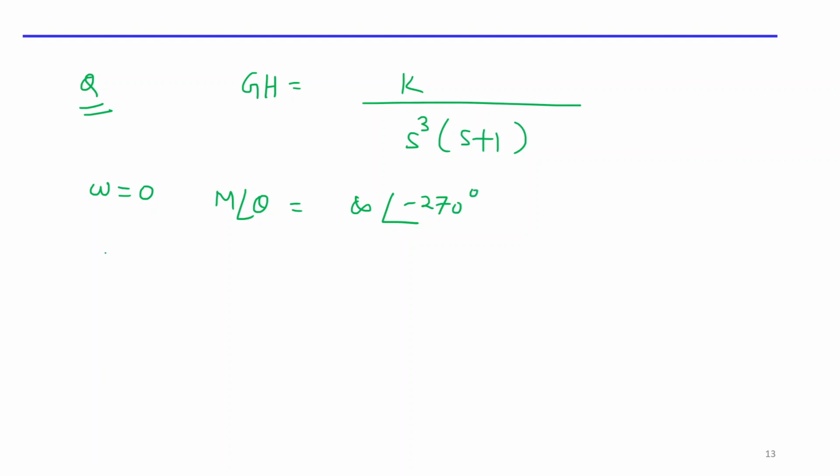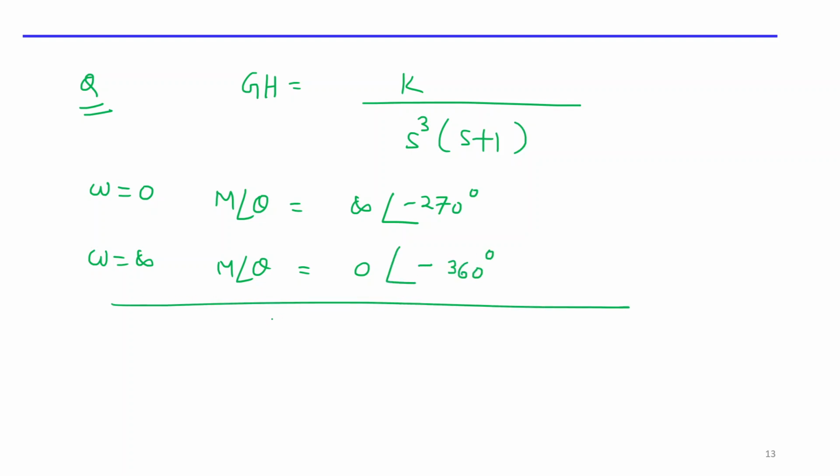Very good. At omega equal to infinity, what are the magnitude and theta? Magnitude is 0, and the angle is minus 360. Very good. The ending direction is clockwise. The starting direction should be clockwise as well, since only poles are there.